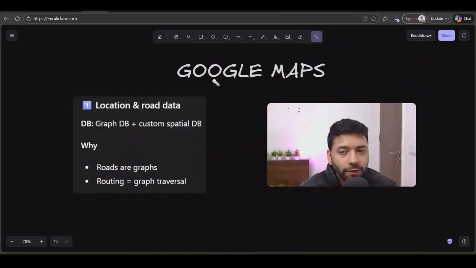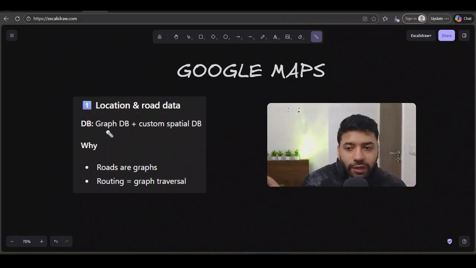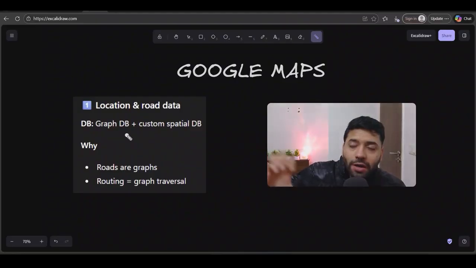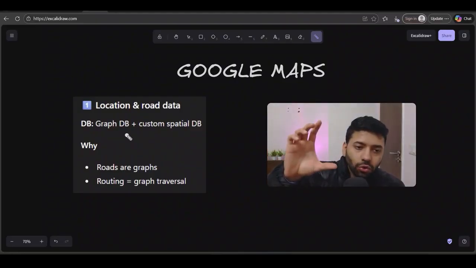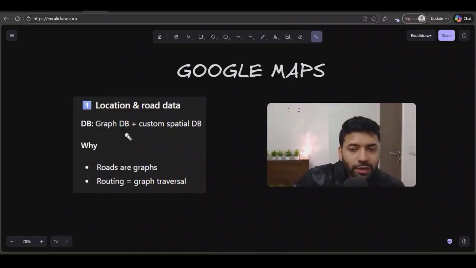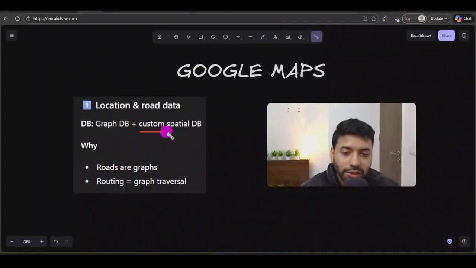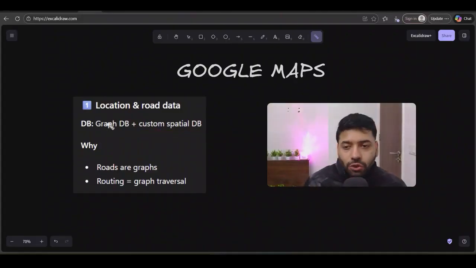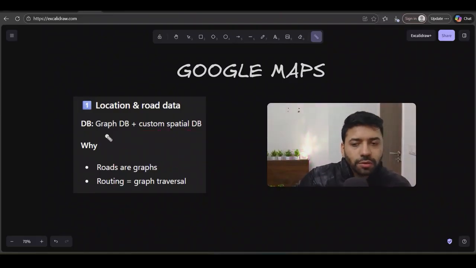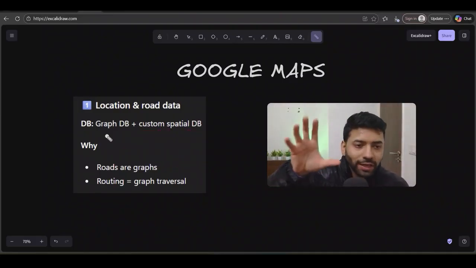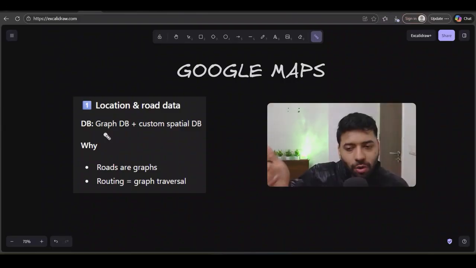So the first feature, if we talk about, is location and road data, because you would require all that data, and for that we will use a graph database, because there are a lot of connections. So you can see a lot of nodes out there and edges which connect those nodes, and you can tell the properties for those nodes and edges. And apart from that, you can also use some custom special database, because you have to store location and all those details. But a graph database can be used because you can clearly see nodes and edges connecting those, and you have the properties for that.